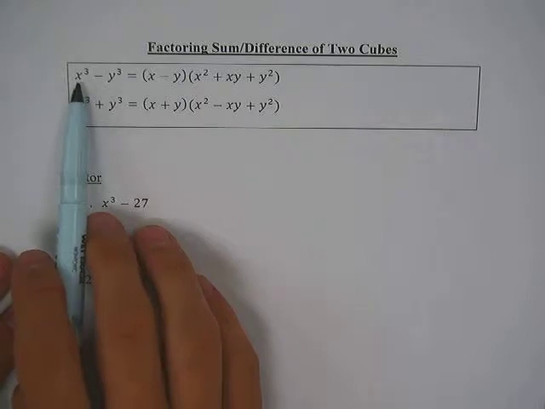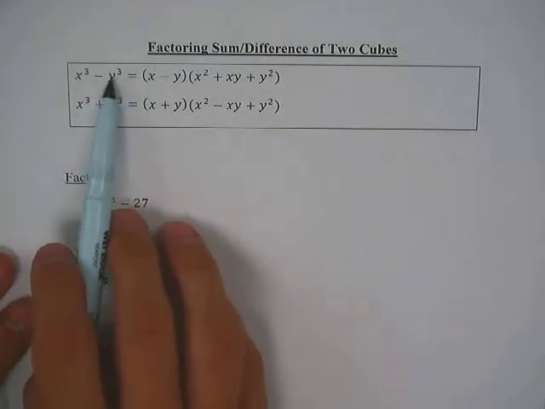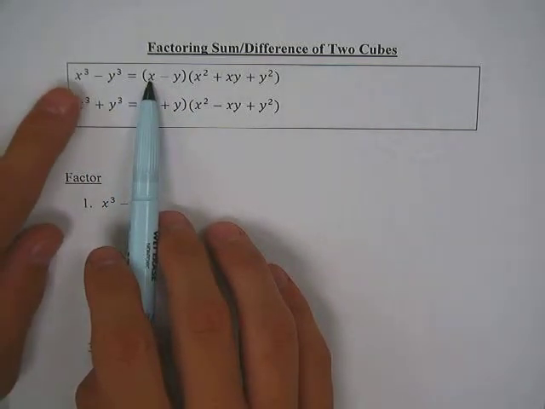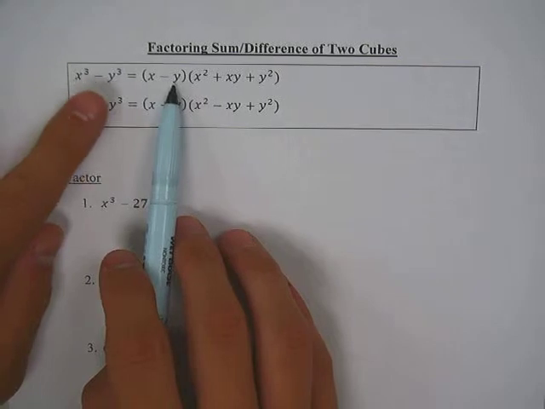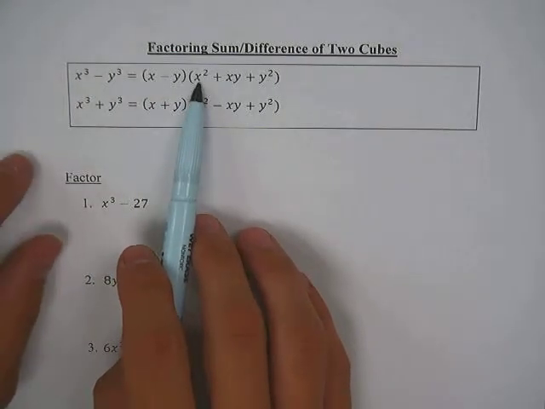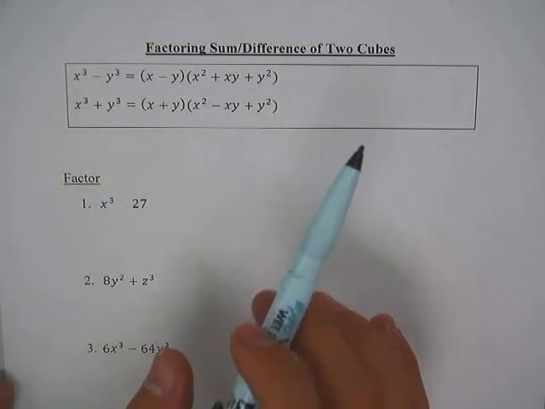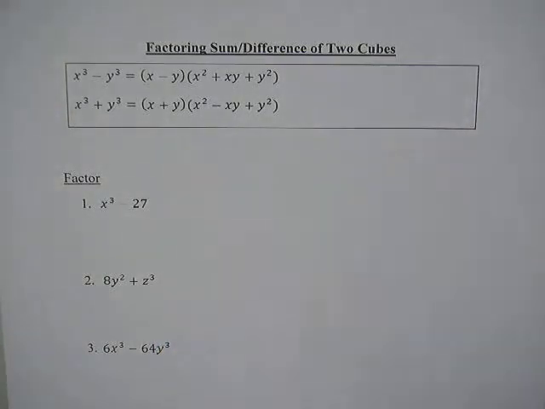The difference of two cubes, so x to the third minus y to the third, so difference, perfect cube, equals x minus y, so the cube root of this, times x squared plus xy plus y squared. And I know that looks like a lot and somewhat challenging to remember, and it is at first, but the more you do it, the easier it becomes.